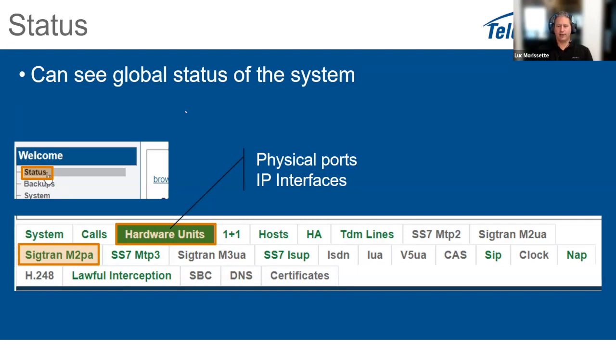Once everything is configured, you will need to look in the status. So you can go all the way up at the status level here, and then you can see the status of your system. The physical ports, IP interfaces will be here. M2UA will be here. MTP3, if you have those layers, will be here, right? So you will see the status of all your layers from the status.